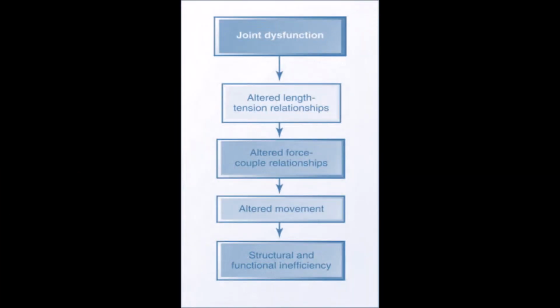Certain muscles become tight, altering the length-tension relationship, or overactive, which alters the force-couple relationships, to prevent movement and cause further injury. This process initiates the cumulative injury cycle. Therefore, a joint dysfunction causes altered length-tension relationships. This alters normal force-couple relationships, which alters normal movement patterns and leads to structural and functional inefficiency.